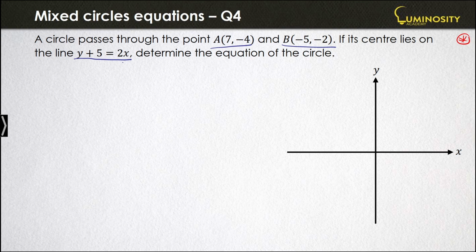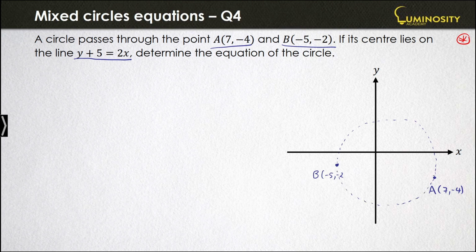So first of all, we have 2 points on the circle, A(7, -4), which is somewhere over here, and then we've got the point (-5, -2), which would be somewhere over here. Now, all we know is that a circle passes through these 2 points. So roughly it could potentially look something like this.